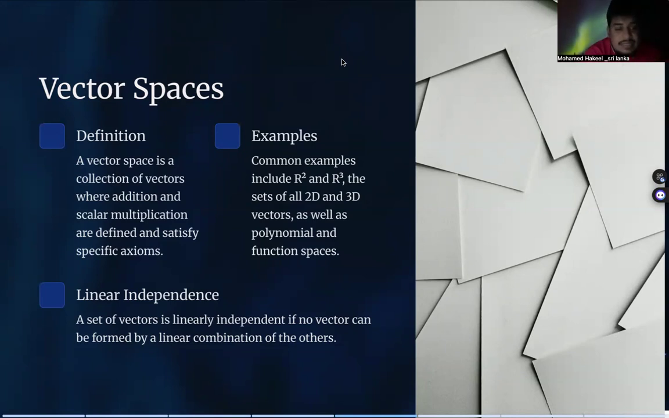Linear independence: a set of vectors is linearly independent if no vector can be found by a linear combination of the others.